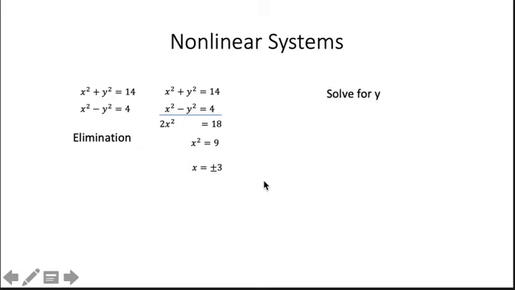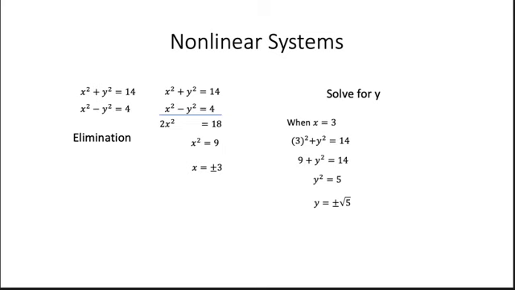Now, just like before, I'm going to solve for y. When x equals 3, I'll plug that into the first equation, which means y squared is equal to 5, which means y is equal to plus or minus the square root of 5. I had to pause the screencast and fix that. So it says y is equal to plus or minus the square root of 5.